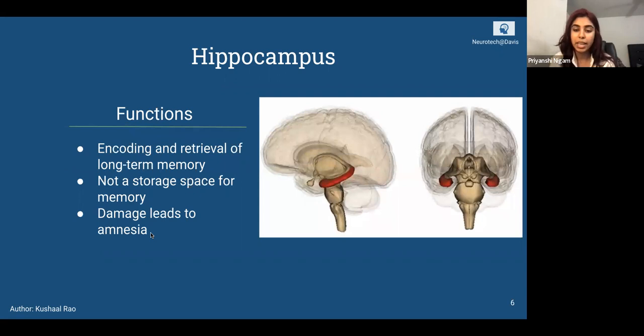And then we have our hippocampus, which is important for memory, and damage to this place leads to amnesia. So it's not a storage space for memory, as opposed to just it encodes the memory so that you can store it later. So the different kinds of damages: retrograde amnesia is when you're unable to recall the past, and anterograde amnesia is when you're unable to make new memories. So like when you're unable to store them. So those are just some things to think about when thinking about the hippocampus.